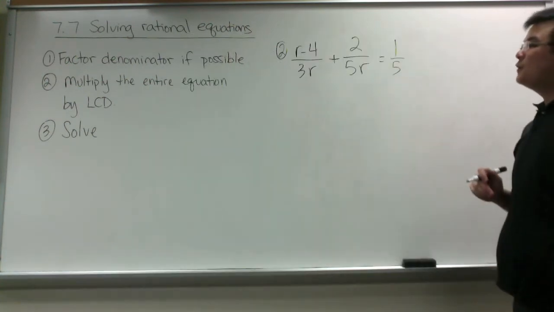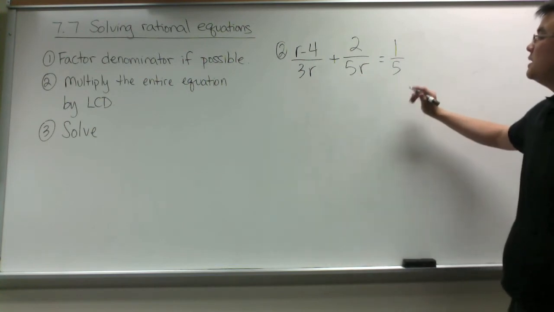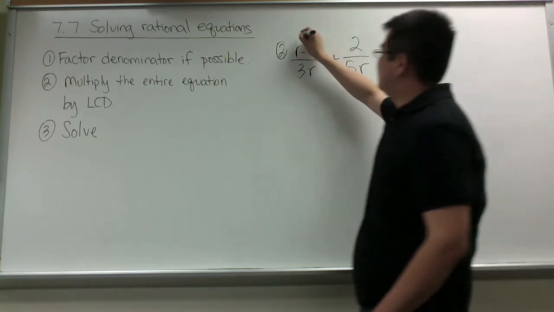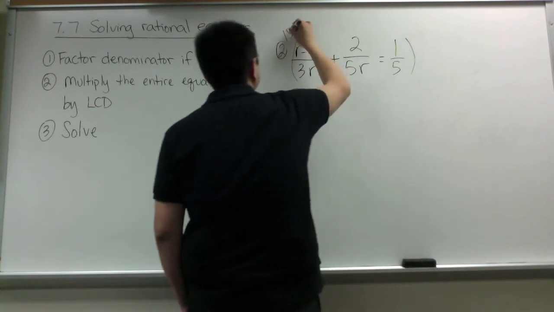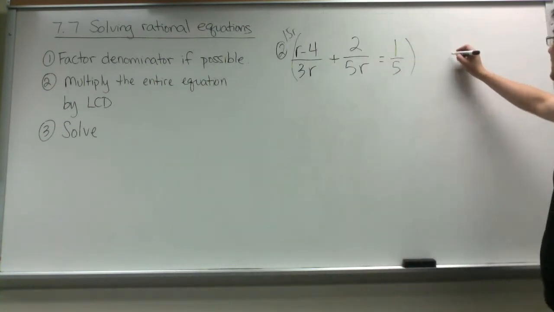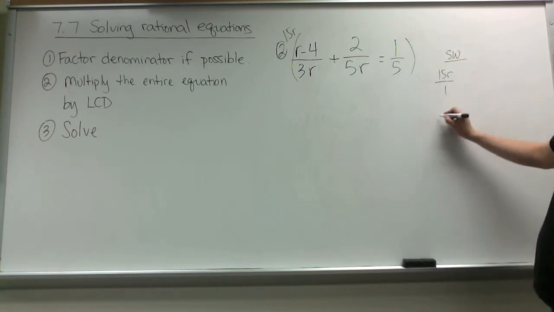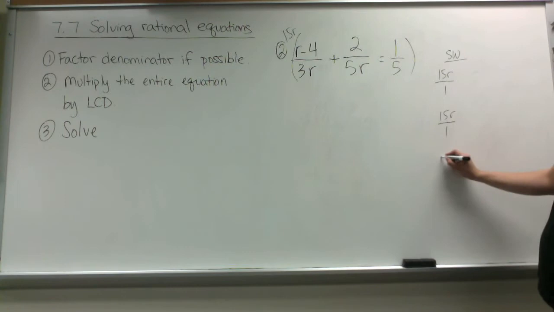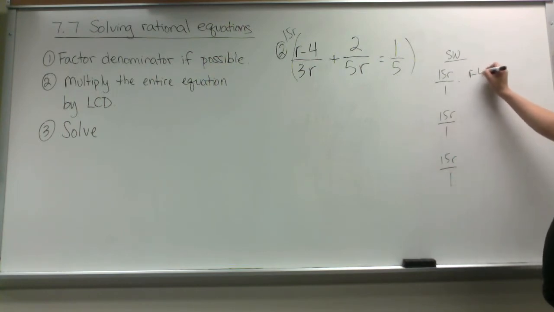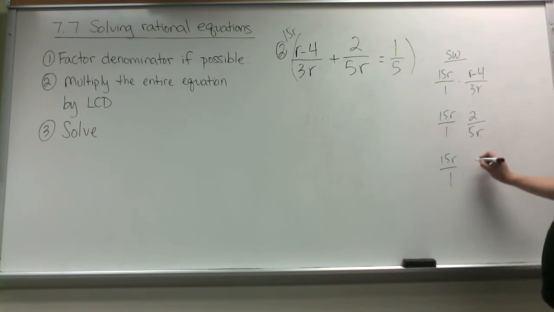In our next example, we have 3 fractions, so we need to find the LCD for all 3 fractions. The LCD here would be 15r. Then we're going to do the side work to figure out what each one will turn into. Take the common denominator and put it over 1. Then multiply by each part. Now we're going to simplify.